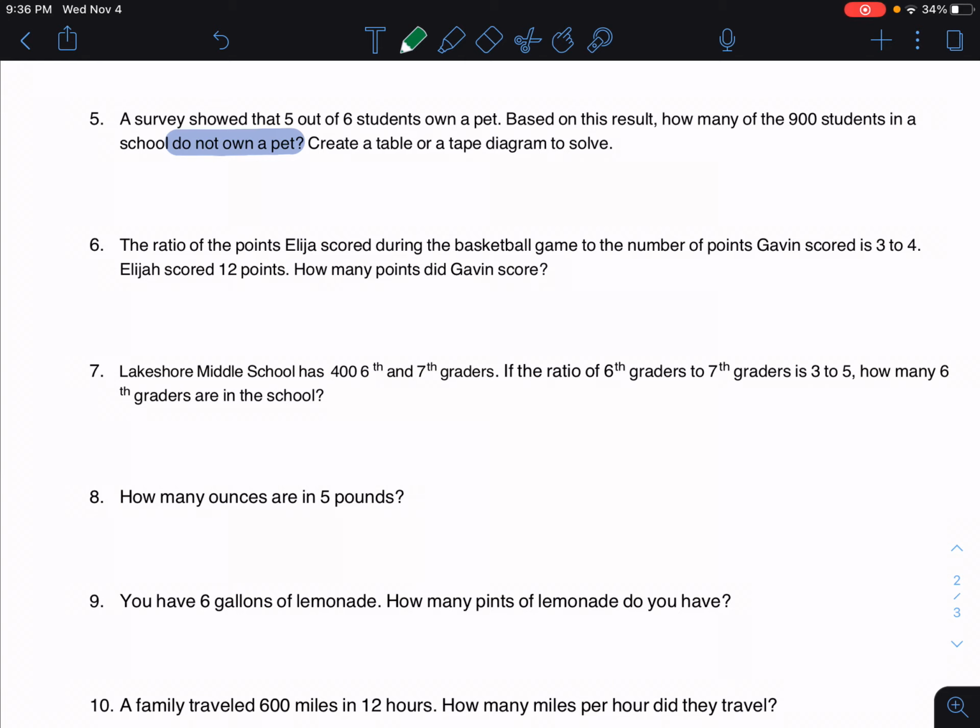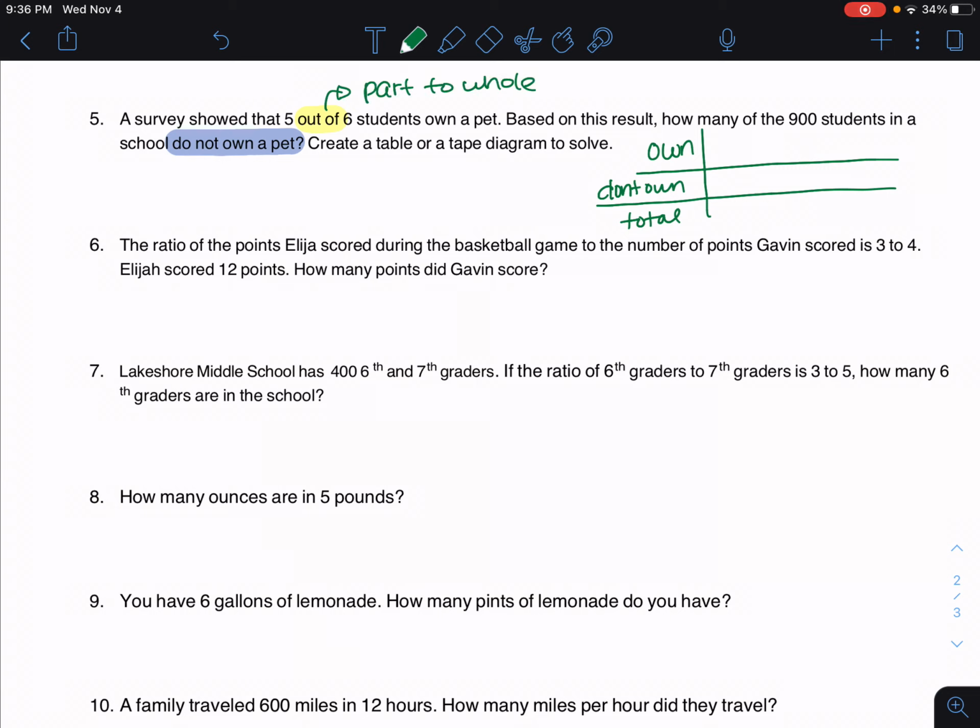So in my table, I'm going to have own, don't own, because that's what I'm trying to find, and then the total. Because remember that out of right here is part to whole. So 5 is the part and 6 is the total. So if 5 out of 6 total own a pet, then there is 1 out of those 6 that does not own a pet.